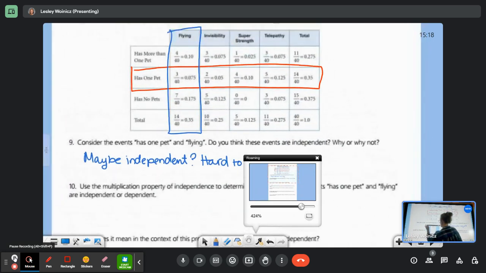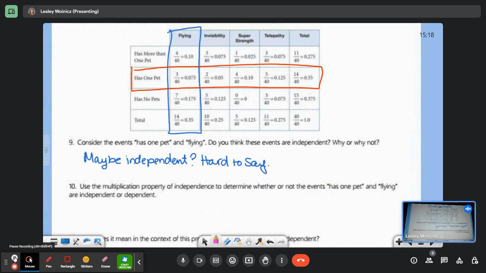We're going to use the multiplication property of independence to determine whether the events has one pet and flying are independent or dependent. This is how I like to think of it: probability of one pet times probability of flying. We want to know, is that equal to, don't forget the question mark above the equals because we don't know if it's equal or not yet, their joint probability? Probability of one pet and, with the intersection symbol, flying.